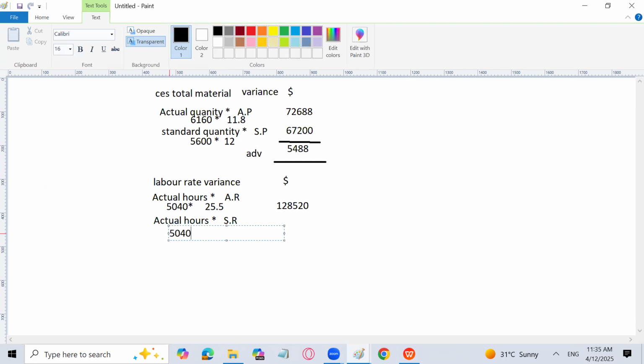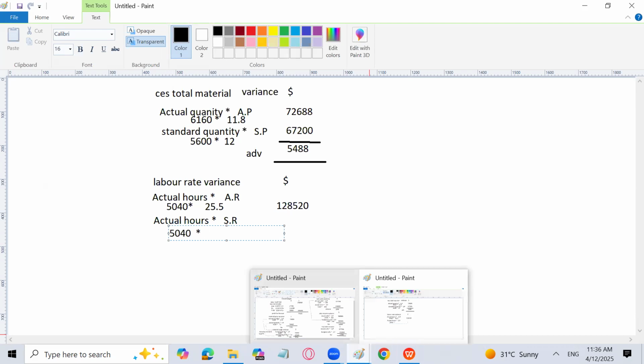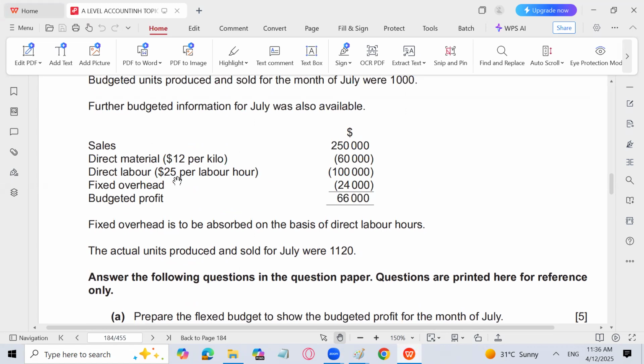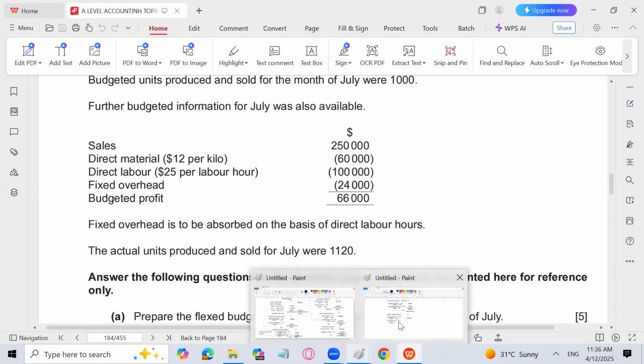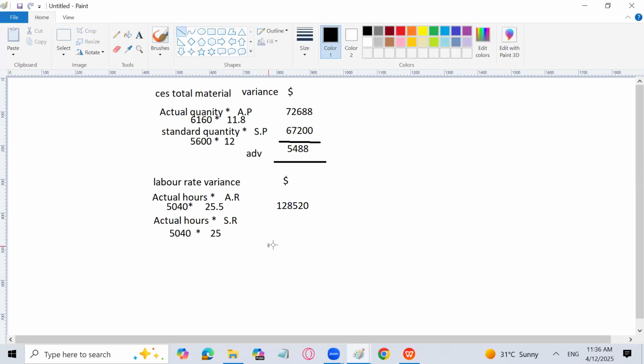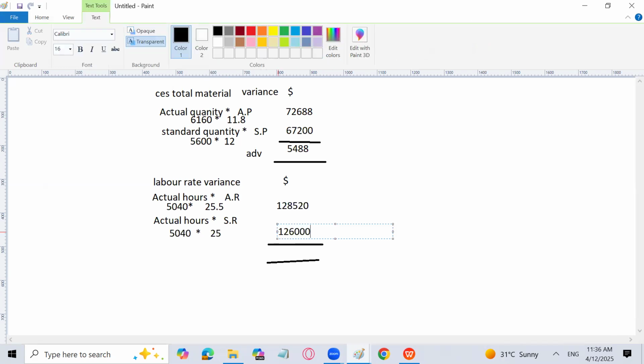Then I will calculate actual hours into standard rate. So 5040 is the actual hours as you have calculated. And the standard rate is written here: the direct labor standard rate is 25 per labor hour. 5040 into 25 is 126000. So the answer is coming in positive. That is going to be the adverse variance, and it is 2520.